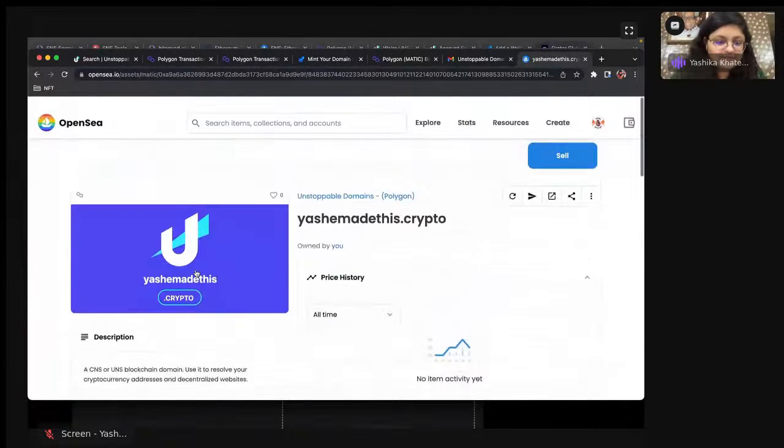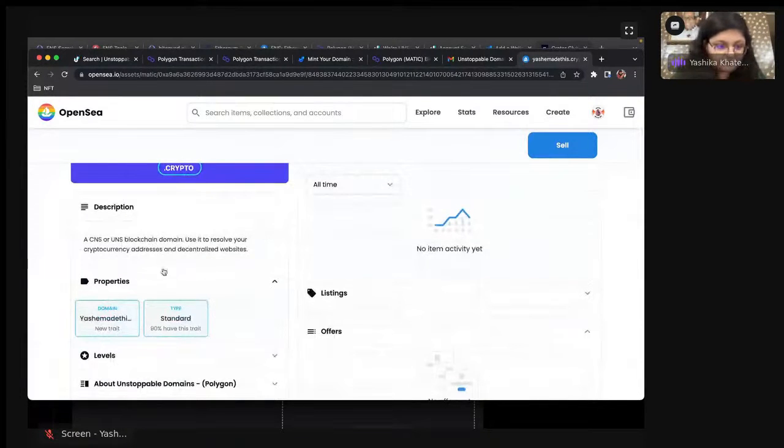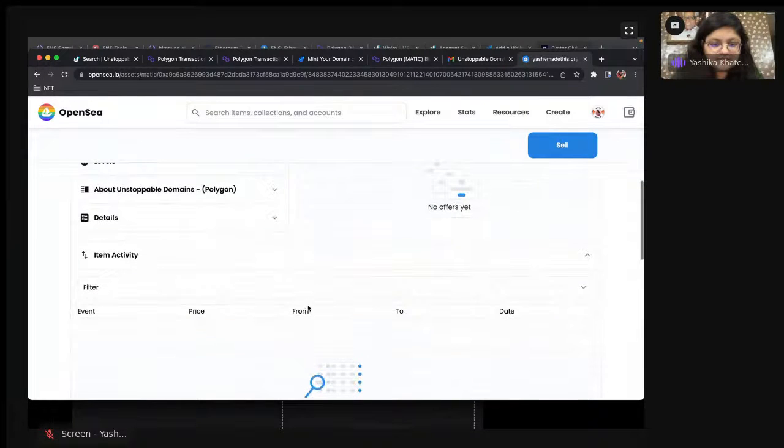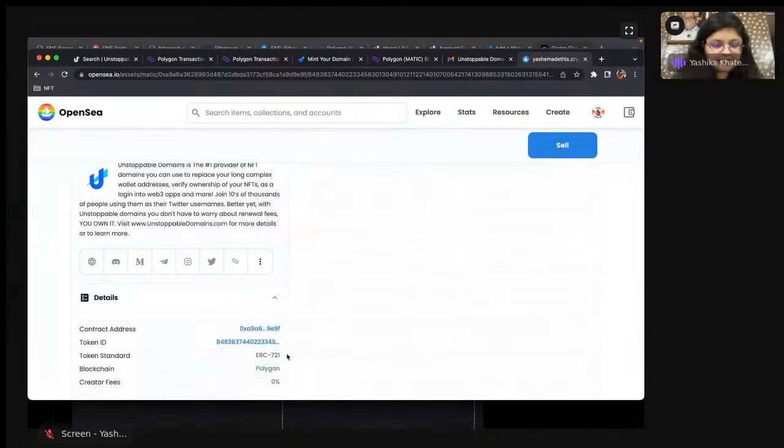So 90% have this trade because they look similar, right? 90% of them probably are that. It's a crypto name service where it is used to resolve cryptocurrency addresses and decentralized websites. About Unstoppable Domains, and in detail, you would see that it's ERC-721, which is the Ethereum standard for NFTs.